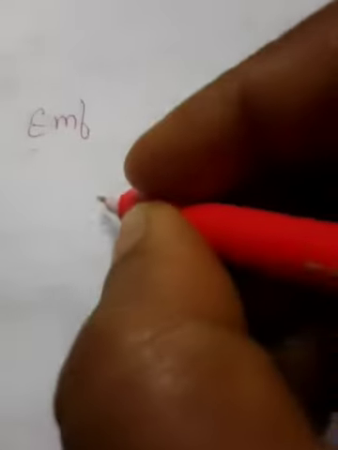Children, next, what is meant by EMF? Already we have learned two half cells in the Daniel cell. One is the oxidation half cell and the other one is the reduction half cell. So here in the Daniel cell, a spontaneous redox reaction takes place in which the current flows from anode to cathode.